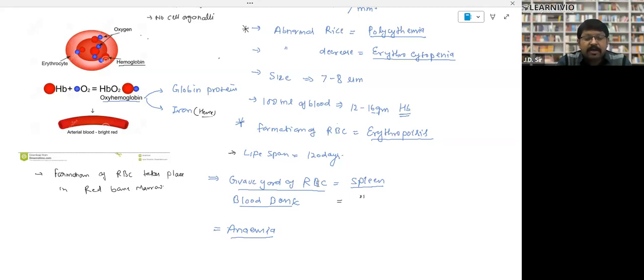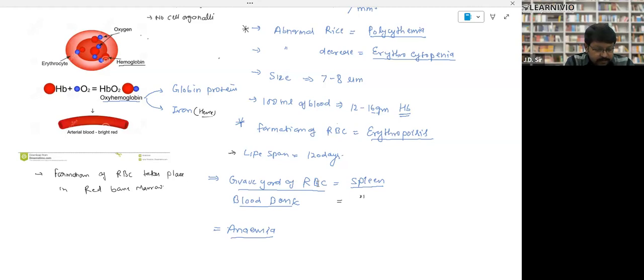The 100 ml blood of a normal healthy individual contains about 12 to 16 gram hemoglobin. Full stop. The life span of RBC is 120 days. Full stop.